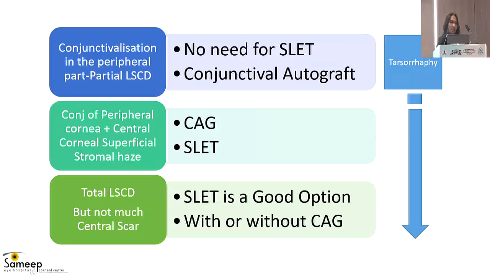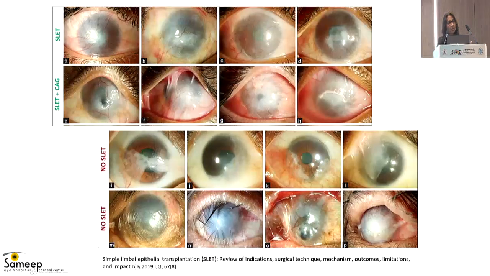We may not go into the details of the results, but to simplify for the clinician, if there is a conjunctivalization in the peripheral part or there is a partial LSCD, there is no need for SLET. You can just go ahead and do a conjunctival autograft. You can do tarsorrhaphy along with it, depending on the need of the hour. If there is peripheral conjunctivalization of the cornea plus central corneal superficial stromal haze, one can do a conjunctival autograft and or SLET. If there is a total limbal stem cell deficiency but not much of a central scar, SLET is probably a good option with or without conjunctival autograft. This is a pictorial representation from a very recent publication from LV Prasad Eye Institute.